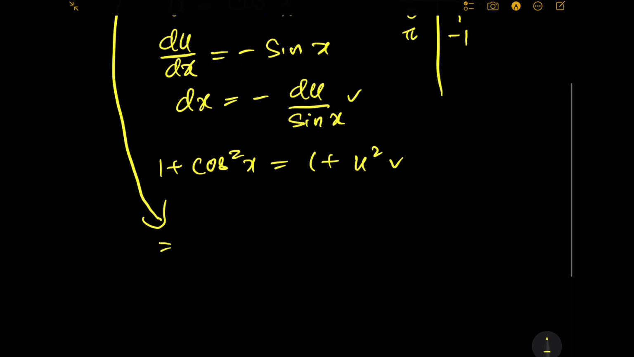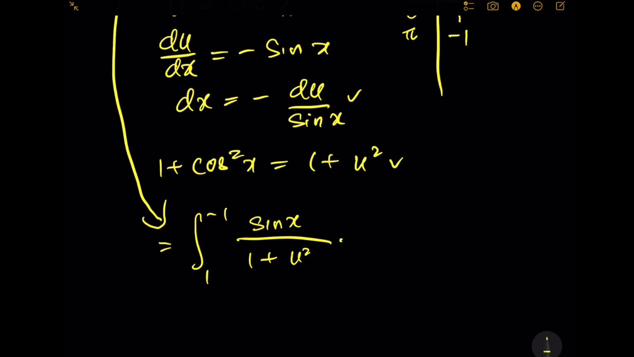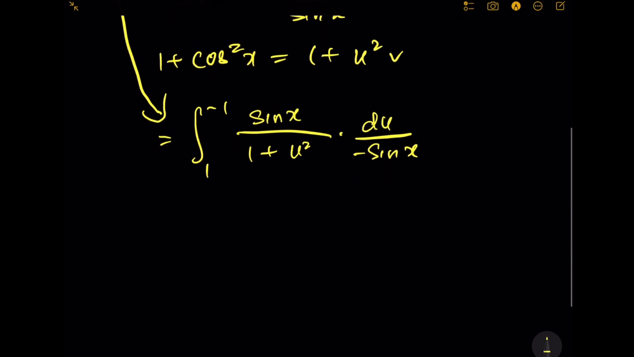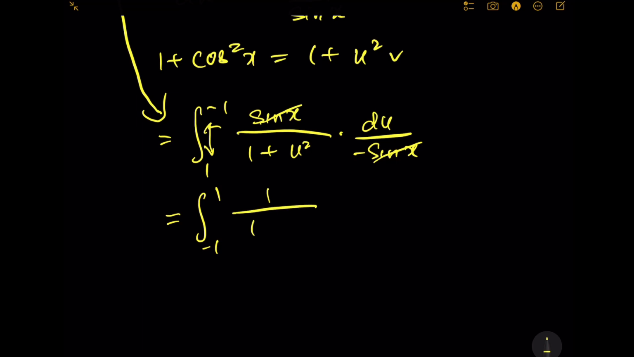It becomes the integral from 1 to negative 1 of sine x over (1 plus u) squared, multiplied by du over negative sine x. So here a few things we need to do. The sine x can be cancelled. The negative will be cancelled after we swap the 1 and negative 1. So now we have the integral from negative 1 to 1 of 1 over (1 plus u) squared du.